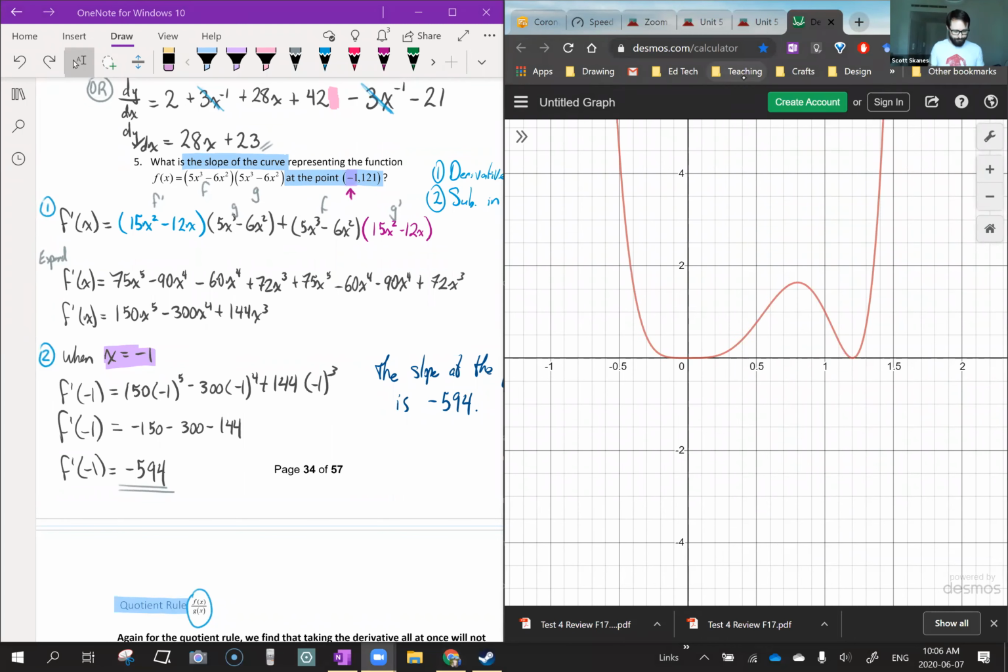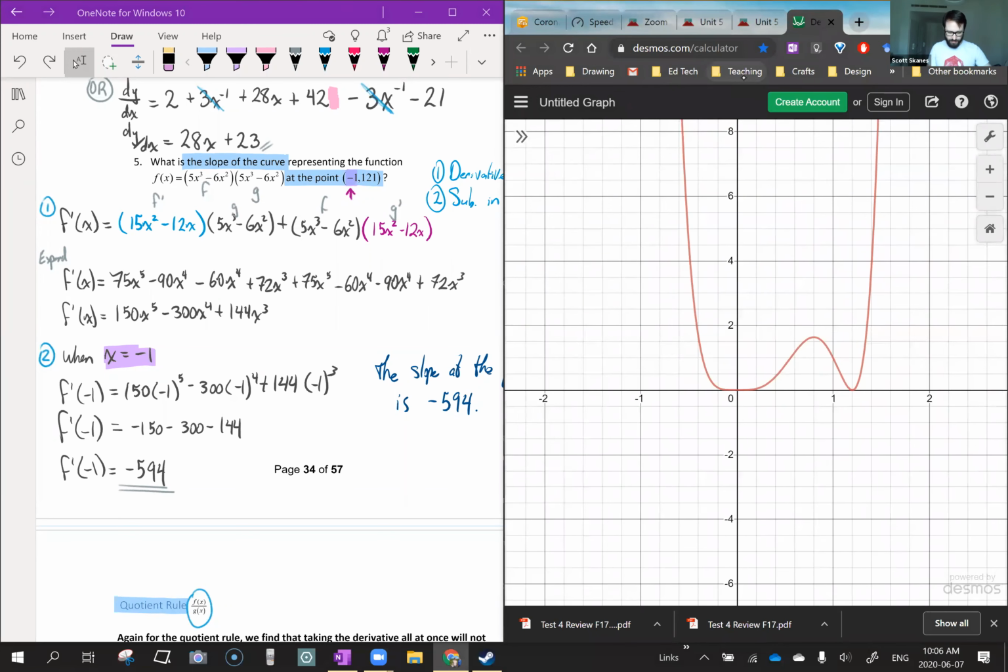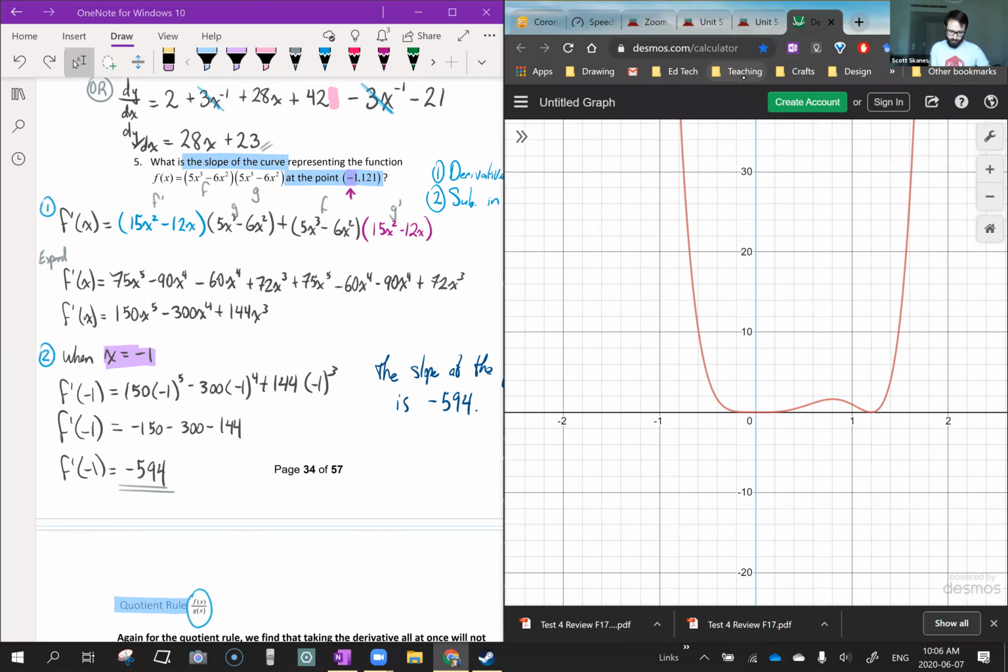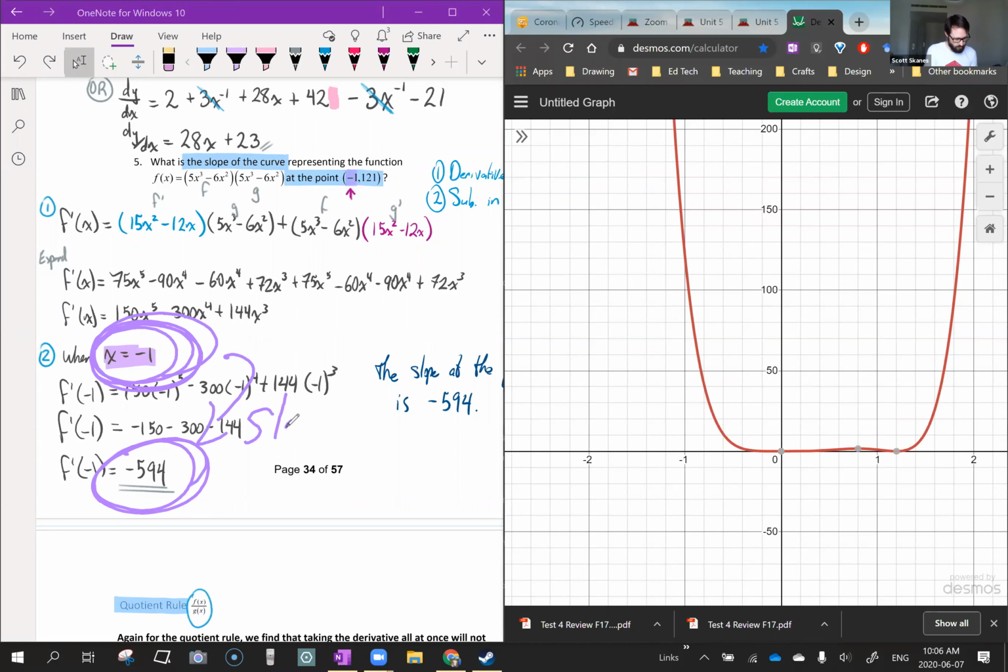So what is my point? Why did I graph this? I graphed this because we want to know what slope this function has at x equals -1. So let's see, at this point over here. Let me just annotate a little bit. So we know when x equals -1, the slope is -594. It should be super steep. So at x equals -1, what's our slope? It's super steep. The slope is -594.